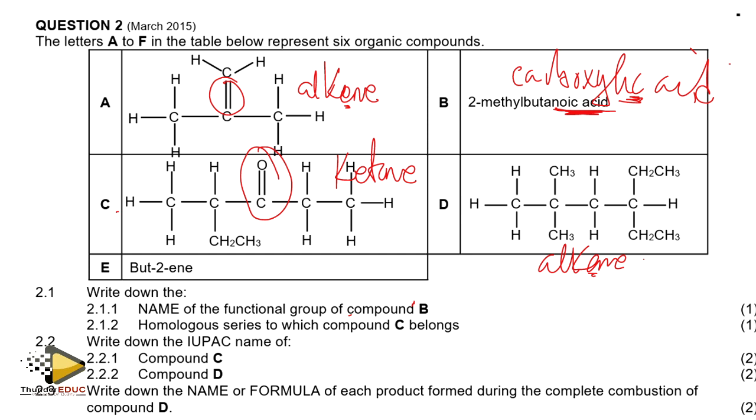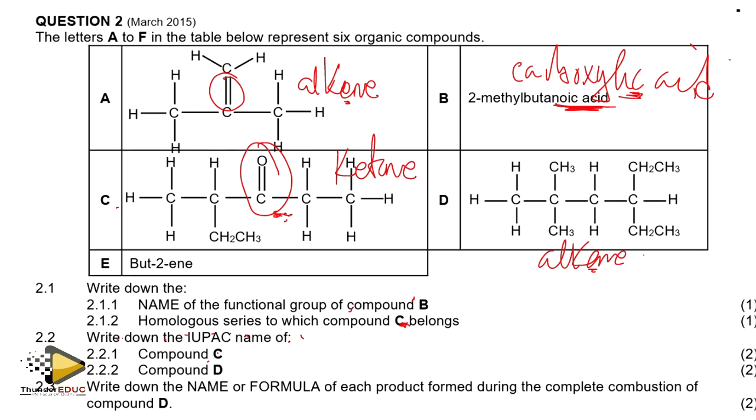Homologous series of compound C. So it's a ketone. Then they're saying write down the IUPAC name of compound C. Okay, let's look at compound C.